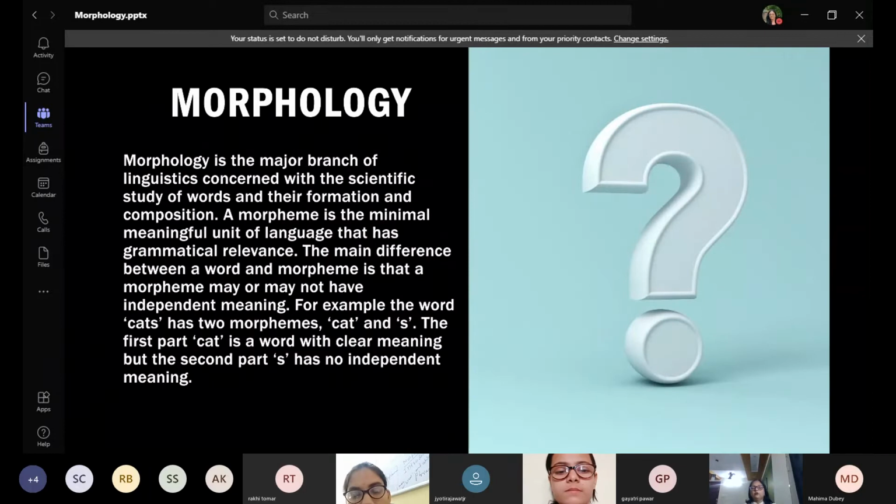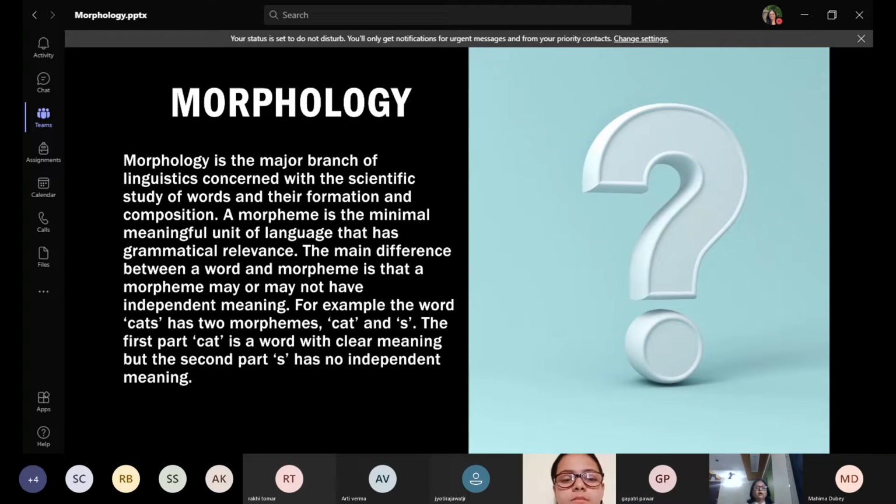Okay. So now what is morphology? Just an example, you saw what kind of things we study in morphology. So morphology is a branch of linguistics concerned with the scientific study of words and their formation and composition, how words are formed, how they are composed. This study is scientific, that means it is objective, it is factual. That kind of scientific study of language is morphology.